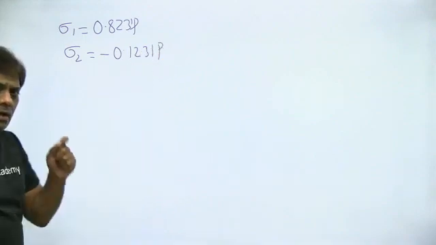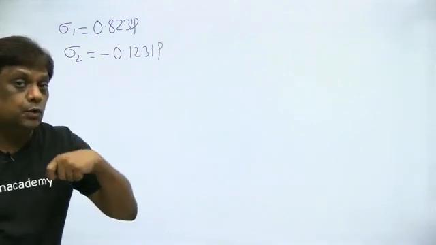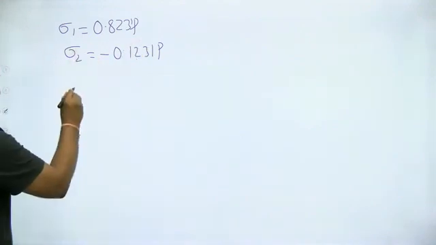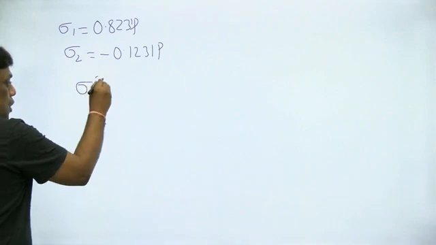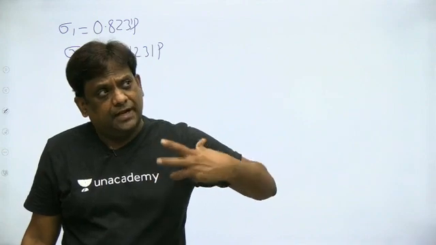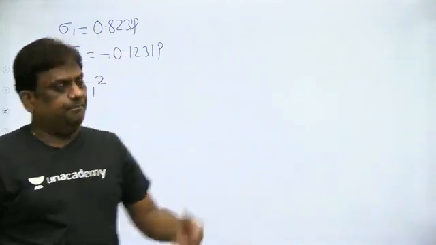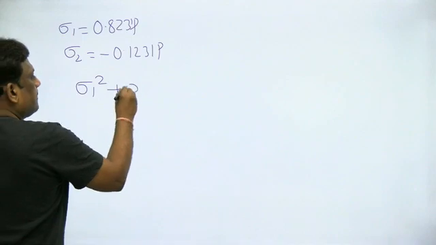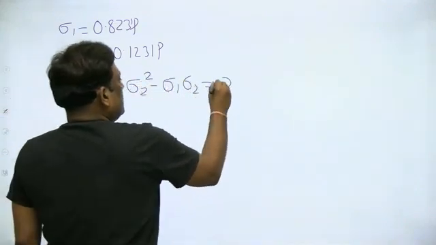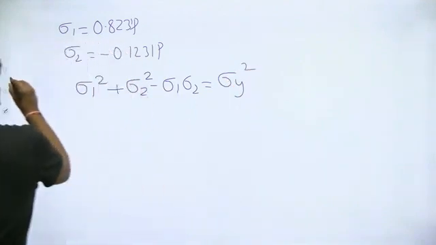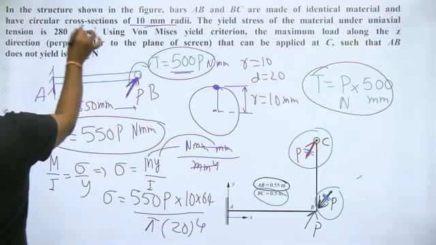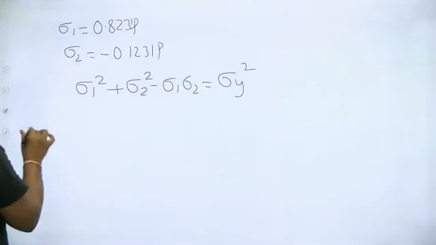Very good. He is asking the maximum load according to distortional energy theory. In my earlier videos on theories of failures, I have derived each and everything. Sigma 1 square plus sigma 2 square minus sigma 1 sigma 2 is equal to sigma y square. What is the yield stress given? It is 280.